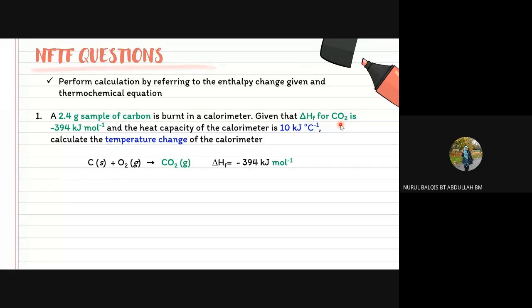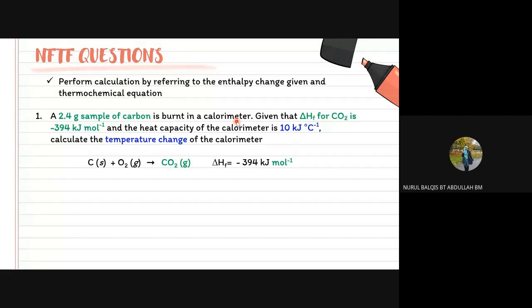Okay, let's look at the question. It says burnt in the calorimeter, right? A bomb calorimeter. Yes. When it is a bomb calorimeter, supposedly you have water and also the calorimeter set up. Do you have any information about water given here? No, miss. No, so that's why we don't use the MC delta T. We want only C delta T for this case.